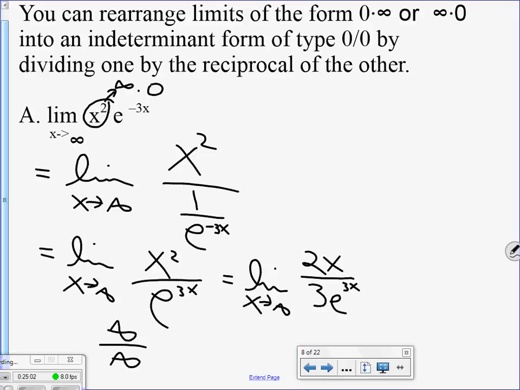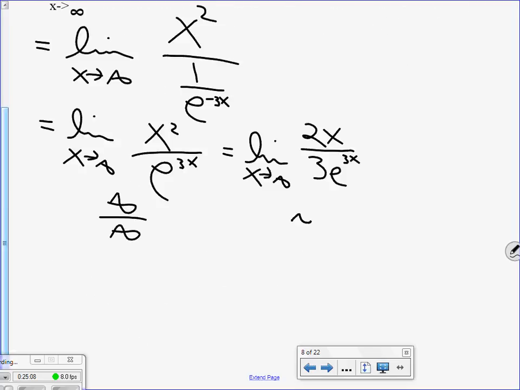Is it still indeterminate? Is it still infinity over infinity? So we still have infinity over infinity. We have to apply L'Hopital's again.